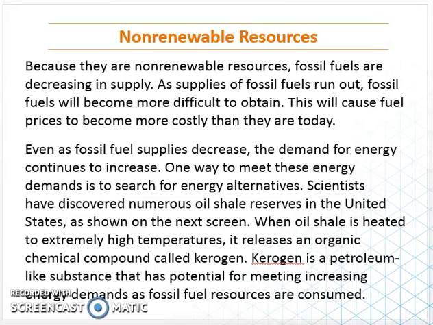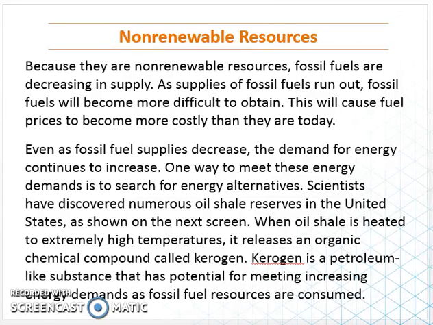Because they are non-renewable resources, fossil fuels are decreasing in supply. As supplies of fossil fuels run out, fossil fuels will become more difficult to obtain, just like our ancient water systems and our aquifers. This will cause fuel prices to become more costly than they are today.